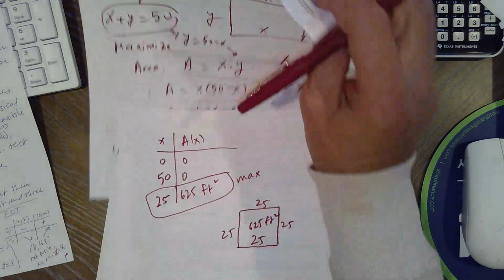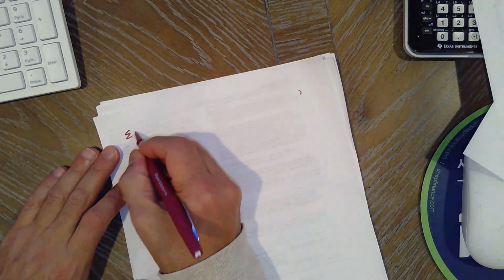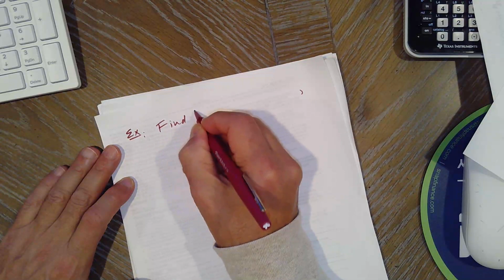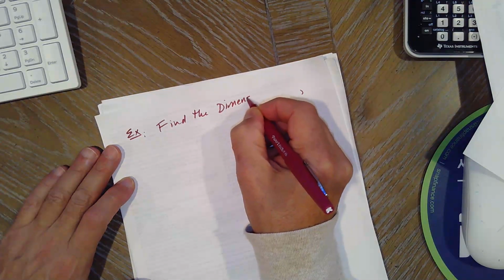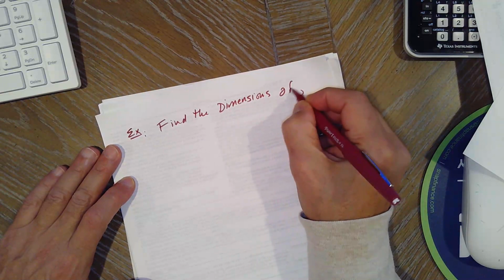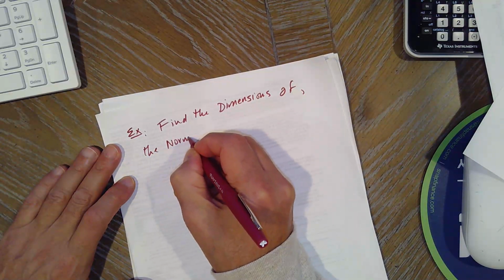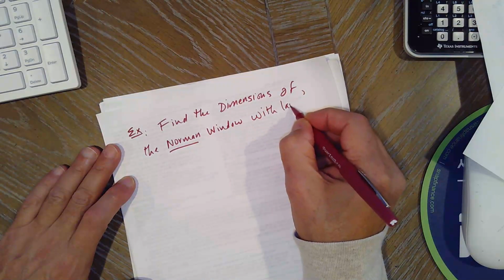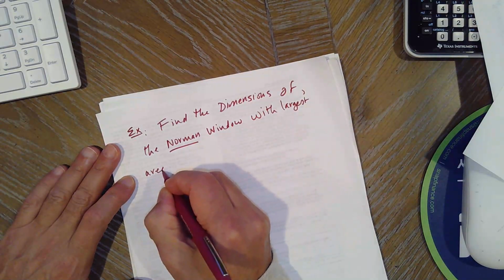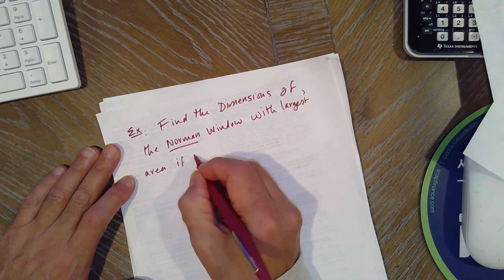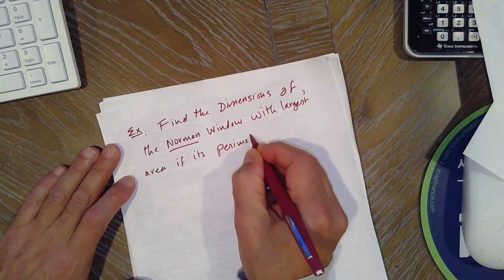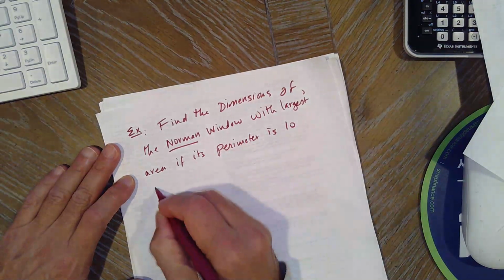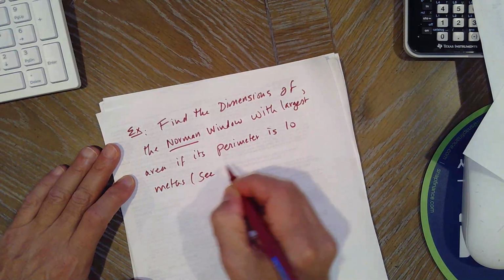Okay. Another classical example in optimization is the Norman window. So here's what I'm talking about. Find the dimensions of the Norman window, and I'll draw the picture for you, with largest area if its perimeter is 10 meters. Its perimeter is 10 meters, and I would say see picture below.